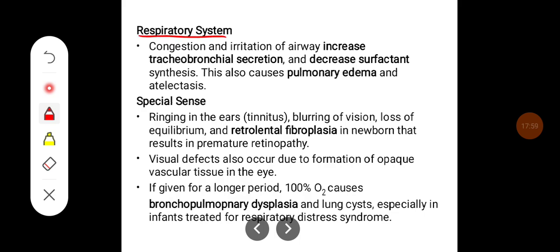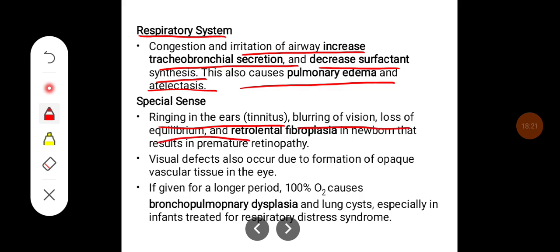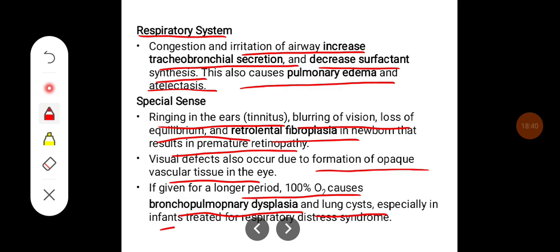Respiratory system. The congestion and irritation of the airway increase the tracheobronchial secretion and decrease surfactant synthesis. This also causes pulmonary edema and atelectasis. On special senses, hyperbaric oxygen therapy leads to ringing of the ears, tinnitus, blurring of the vision, loss of equilibrium and retrolental fibroplasia in a newborn that results in premature retinopathy. Visual defects also occur due to the formation of opaque vascular tissue in the eye. If given for a longer period, 100% oxygen causes bronchopulmonary dysplasia and lung cysts, especially in the infants treated for respiratory distress syndrome.